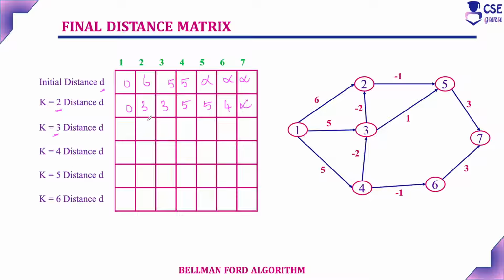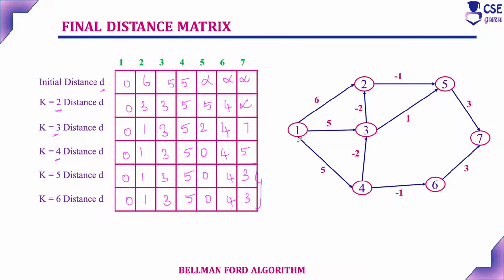When k equal to 3, we got 0, 1, 3, 5, 2, 4, 7. When k equal to 4, the distance we got is 0, 1, 3, 5, 0, 4, 5. And when k equal to 5, we got 0, 1, 3, 5, 0, 4, 3. And at the last iteration, we got 0, 1, 3, 5, 0, 4, 3. The meaning here is, when we are implementing the last two iterations, the value should not change. Then that is the final shortest distance we got from source vertex to all other vertices.